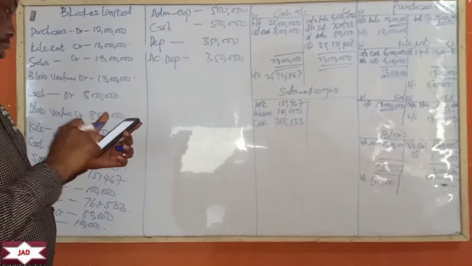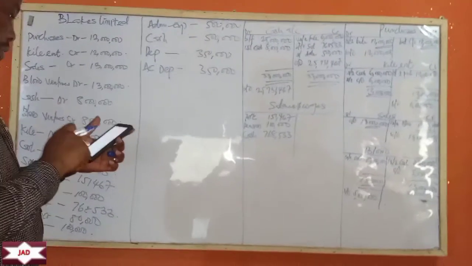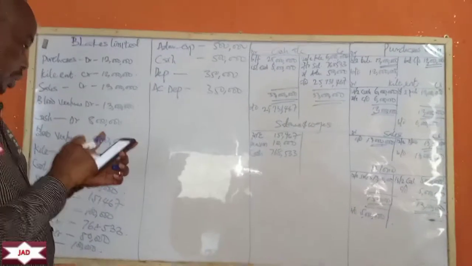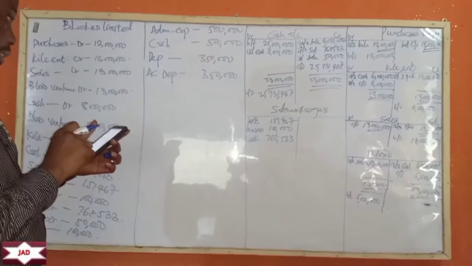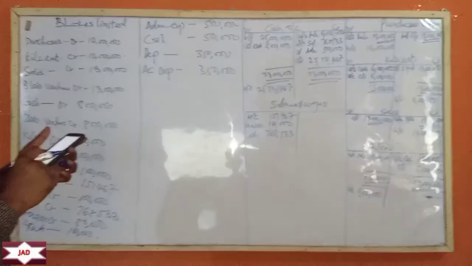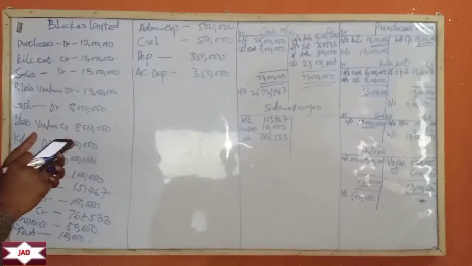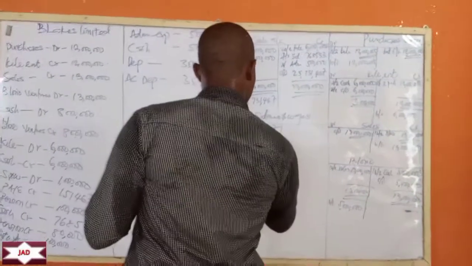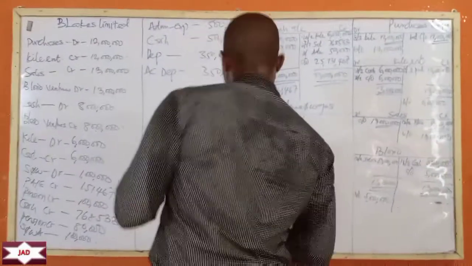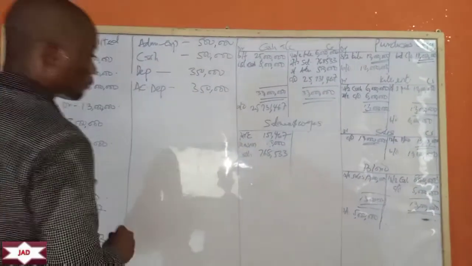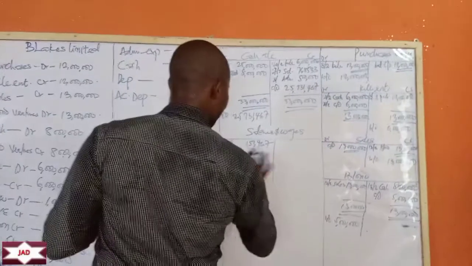151,467 plus 100,000 plus 768,533. No, excuse me. The pension from the employee is 80,000. The 100,000 is for the employer. Okay? Or we can leave it. Anyway, let's leave it now.